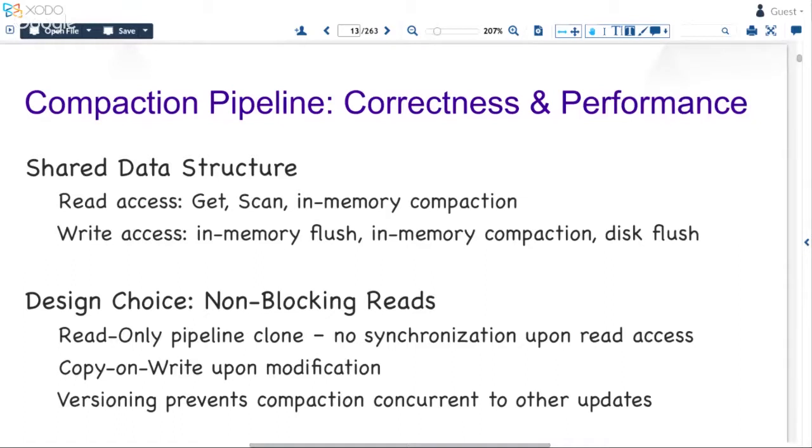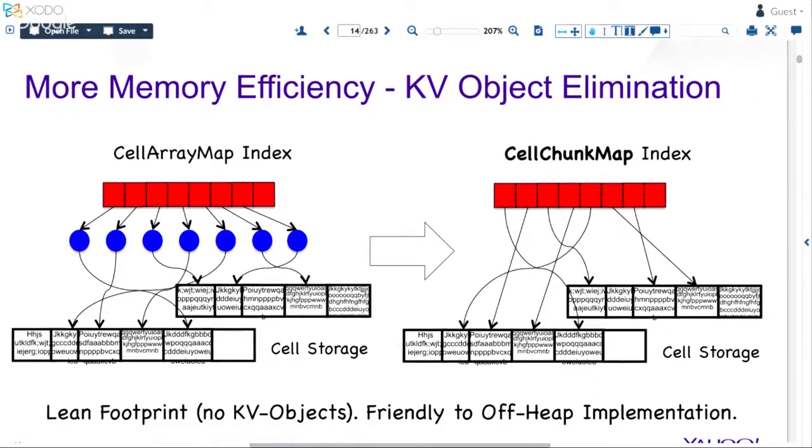If something happened to the pipeline in the meantime, like the in-memory flush happened and a new segment has appeared, then we can always cancel the result of in-memory compaction, since it's just an optimization, and run it anew. So this almost never happens. This way we avoid a lot of synchronization in accessing the in-memory pipeline.